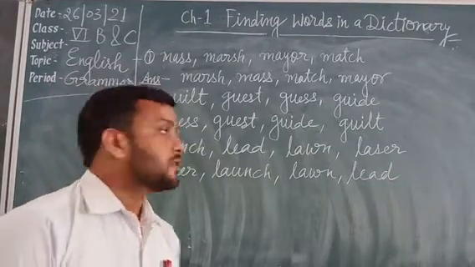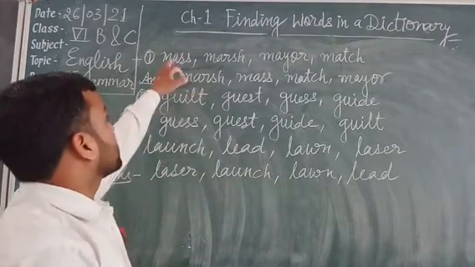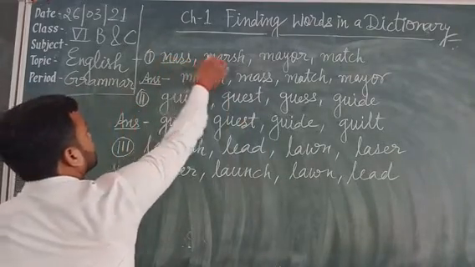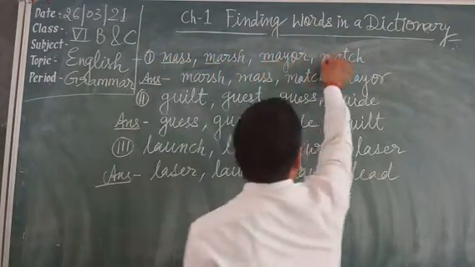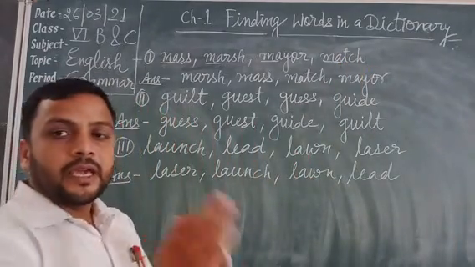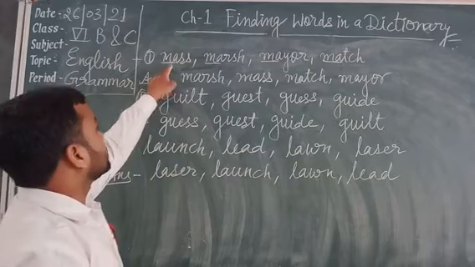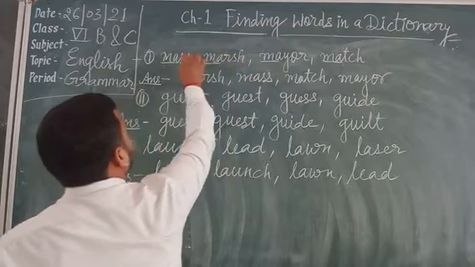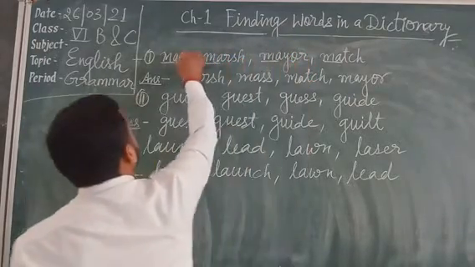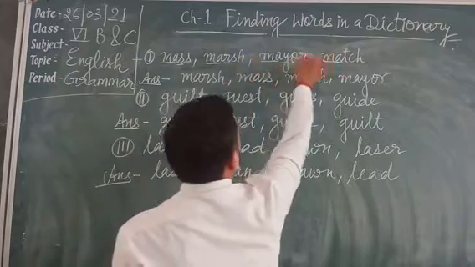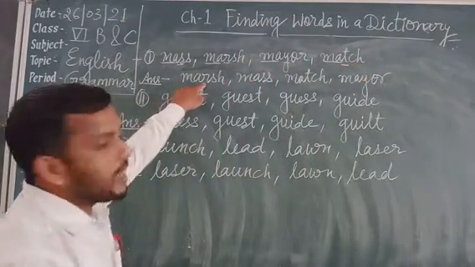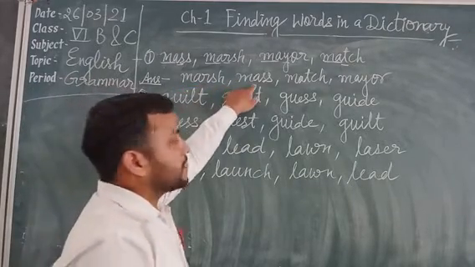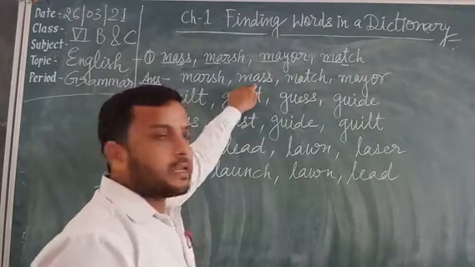Okay. Now see the exercise. Mass, march, mare, marriage. The first two letters are the same. So these words will be arranged according to the third letter. The third letters are S, R, R, and R. So first of all, R will come. That's why march will be the first word. After R, mass will come, because S comes after R. P, Q, R, S.